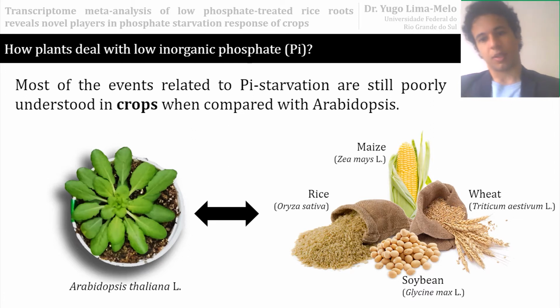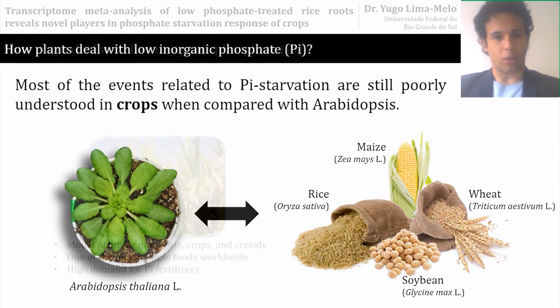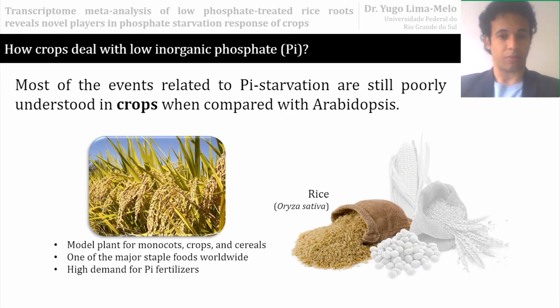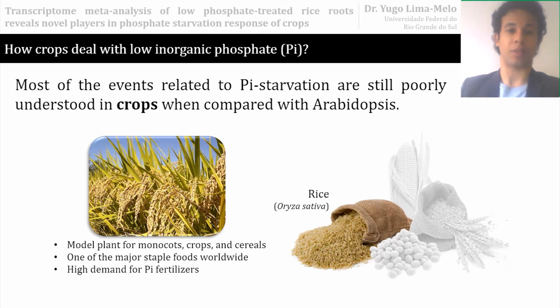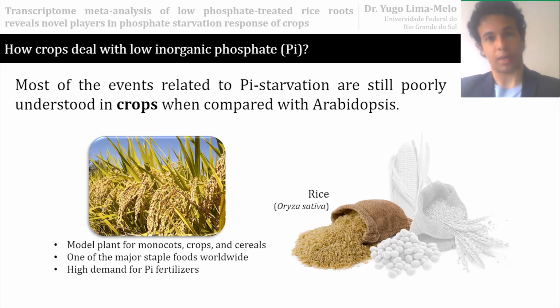So here we are focusing on rice, specifically Oryza sativa, which is a model plant for monocots, crops, and cereals, and it is one of the major staple foods worldwide, and it has a high demand for phosphate fertilizers. So the mechanisms to face phosphate starvation need to be accurate.